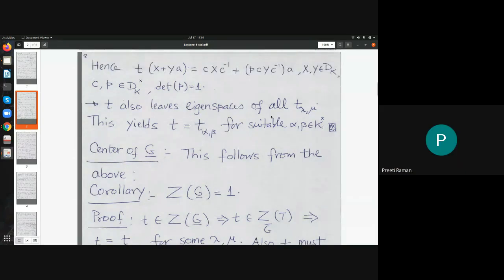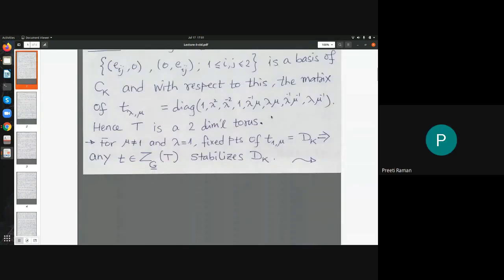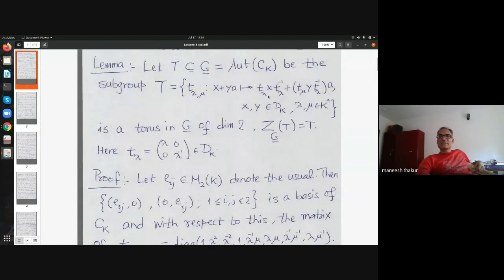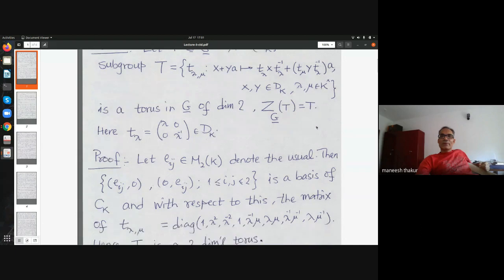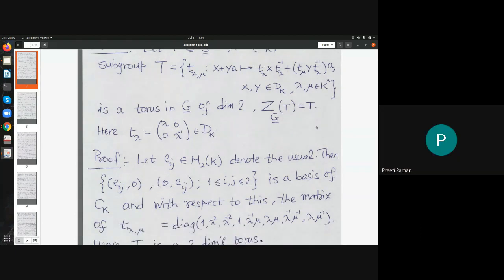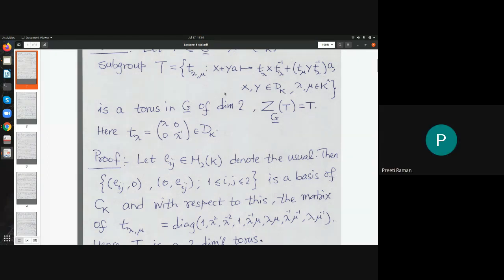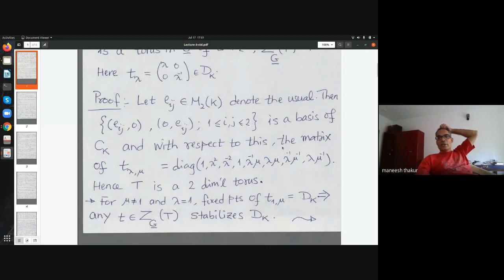So T lambda mu acts like this, correct? On the first summand it is actually identity, no? T1 mu will be identity on the first summand. Correct. Therefore, anything that commutes with T1 mu will map the first summand to itself. Correct. Because this is the full set of fixed points of this automorphism. It fixes nothing more. It fixes exactly the first summand.